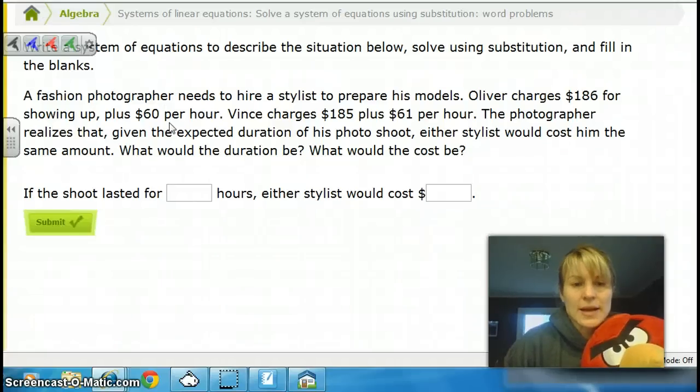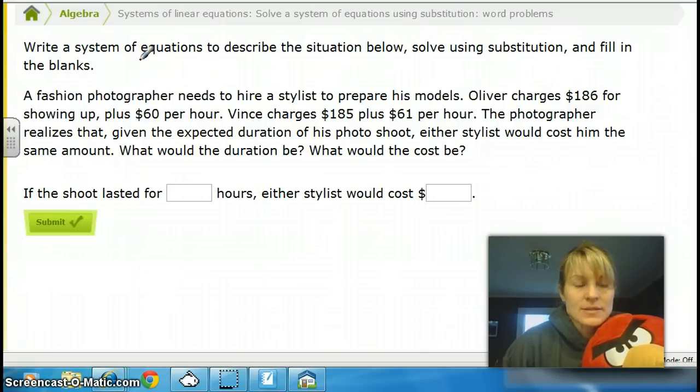Okay, so tonight you're going to go to the IXL website and you're going to go to U.9. That's U.9 and it's Systems of Equations with Word Problems. And this will come up right here. And it asks you to write a systems of equations using substitution, although you guys can use graphing as well.